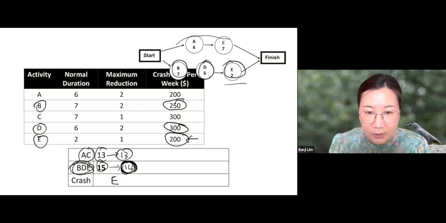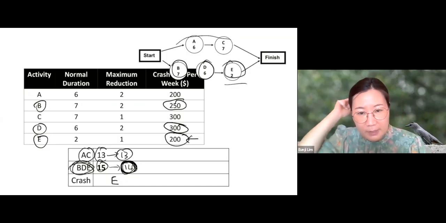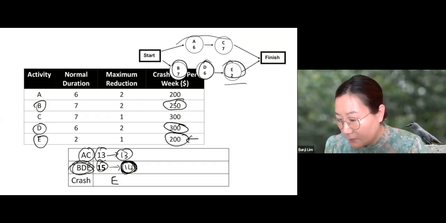So if you crash E by 1 week, then the duration of BDE becomes 14. The duration of AC remains the same. So the duration of the whole project becomes 14.